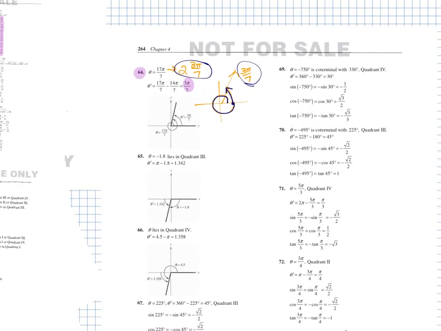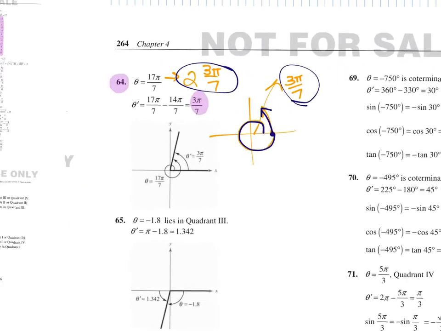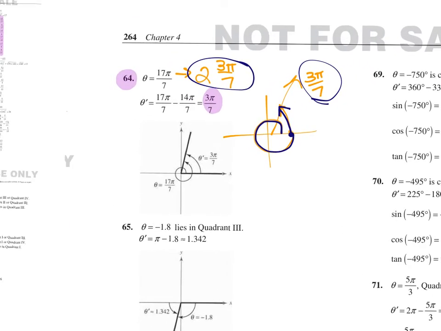So 64 is asking for the reference angle of 17 pi over 7, right? So remember that most of them, like a lot of the special angles, you just do pi over the bottom. But when it's different from one of your special angles, in this case 17 pi over 7, I would have to convert that 17 pi over 7 into a mixed number. And I end up with 2 and 3 pi over 7.